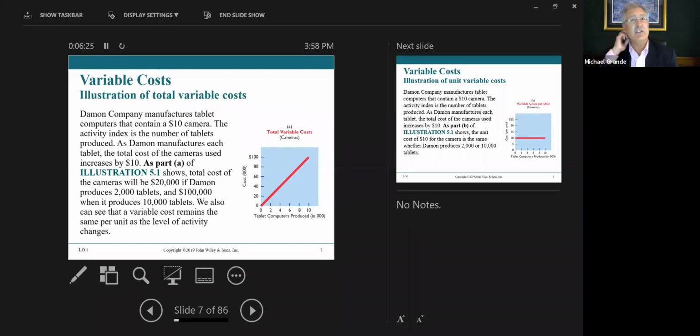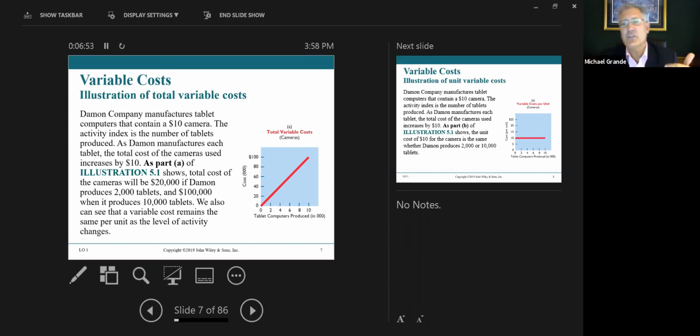So here's an illustration. Damon Company manufactures tablet computers that contain a $10 camera. The activity index is the number of tablets produced. As Damon manufactures each tablet, the total cost of the cameras used increases by $10. The cost per unit of the camera is $10 per unit. Total cost depends upon the number of units.